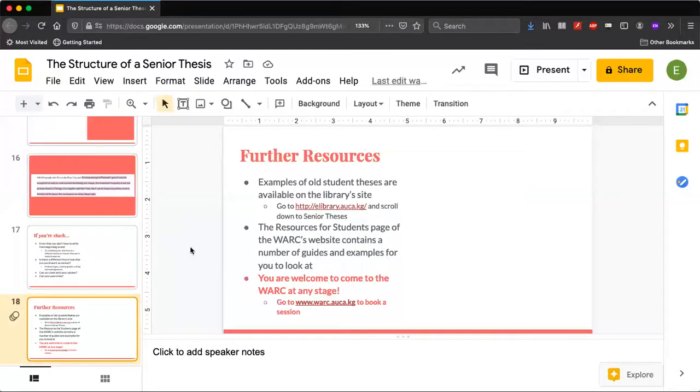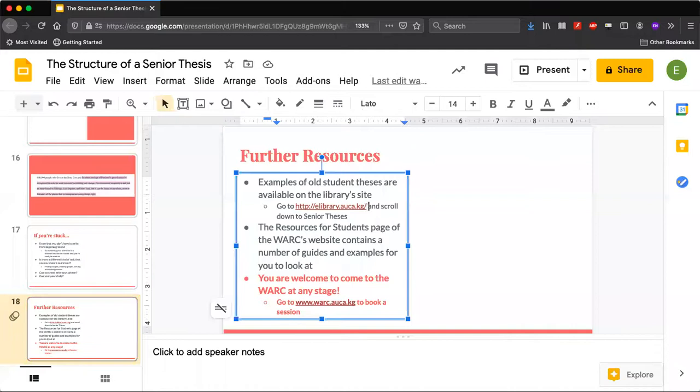And then lastly, some further resources. There are examples of old senior theses, both stored at the library and online at the library's site. So you can go to this link. Let me put it in the chat actually, so that it's easier to access.